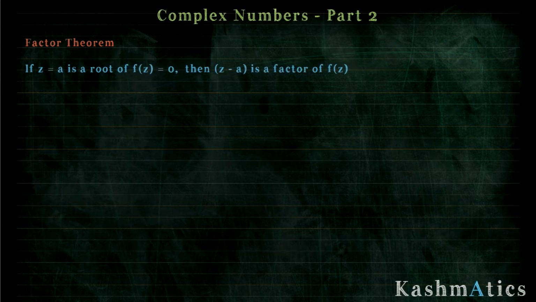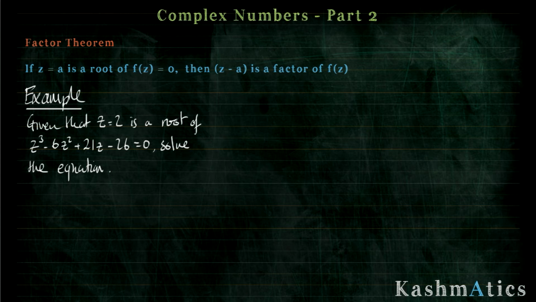Before we solve any cubics or any quartics, we'll remind ourselves of the factor theorem. And what it says is, if z equals a is the root of f of z equals 0, then z minus a is a factor of f of z. And if you've forgotten about the factor theorem, please go and watch my video on the factor theorem. But anyway, let's do an example.